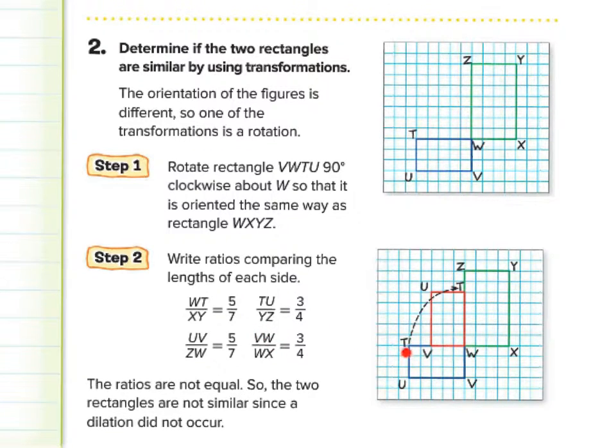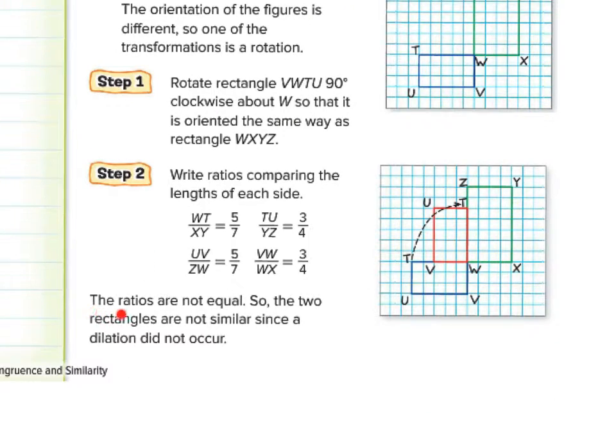If we look over here, TW, or WT, will become line XY, and that's a ratio of 5 to 7, right? TU right there will become YZ, and that's 3 to 4. The ratios are not equal, so the two rectangles are not similar since a dilation did not occur. This did not become this proportionally.